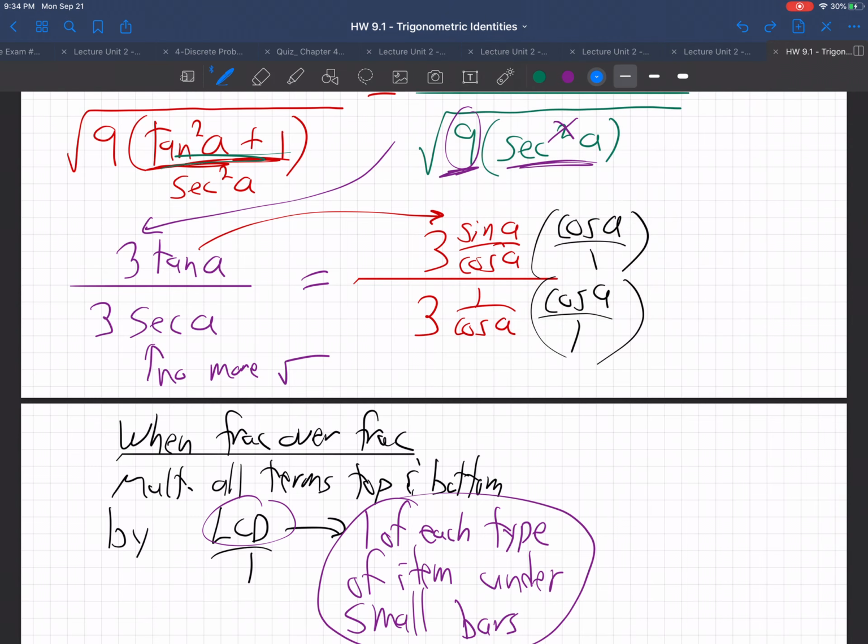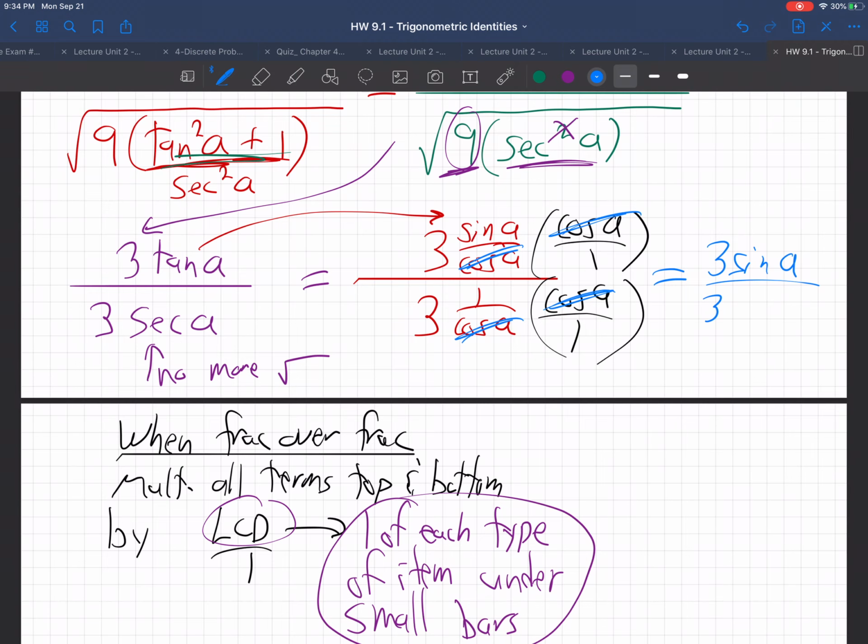See how I'm doing the same thing, top and bottom, so I'm not really changing the fraction. I'm multiplying by LCD over 1, and the LCD is just what's under the small bar. When you do the same thing top and bottom, the fraction doesn't change. It just looks different. What happens? These guys cancel. These guys cancel. What are we left with? 3 sine of A over 3.